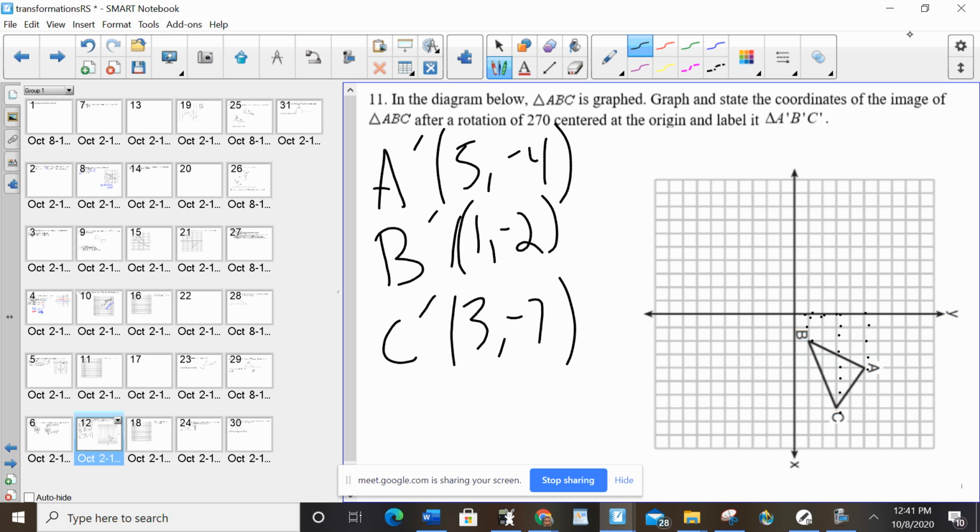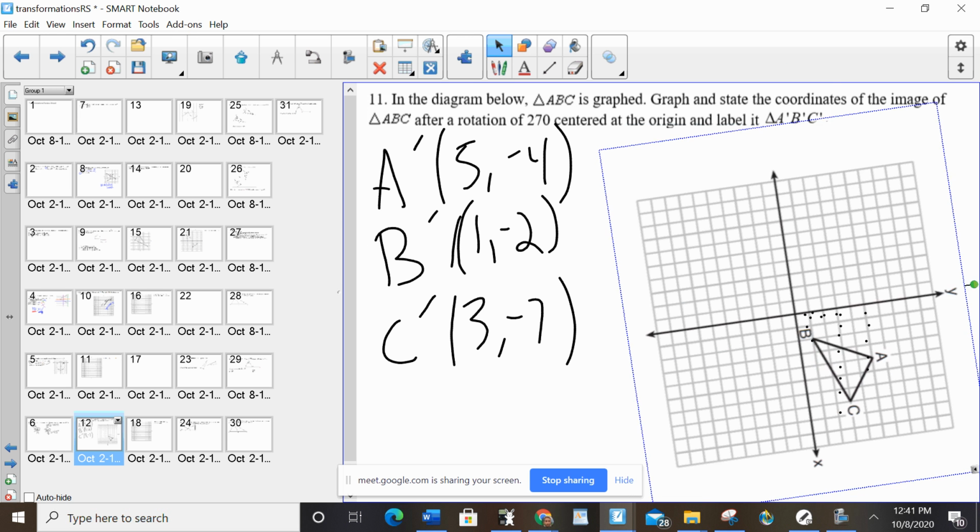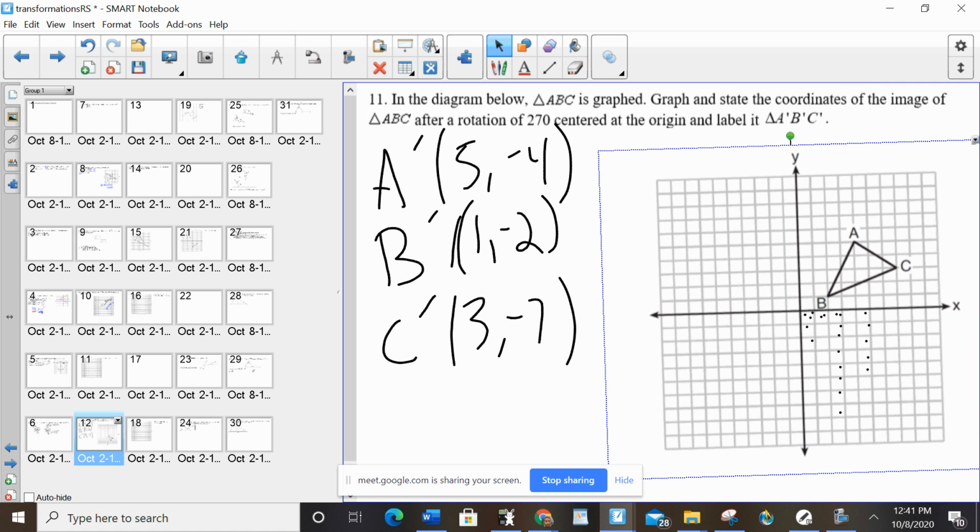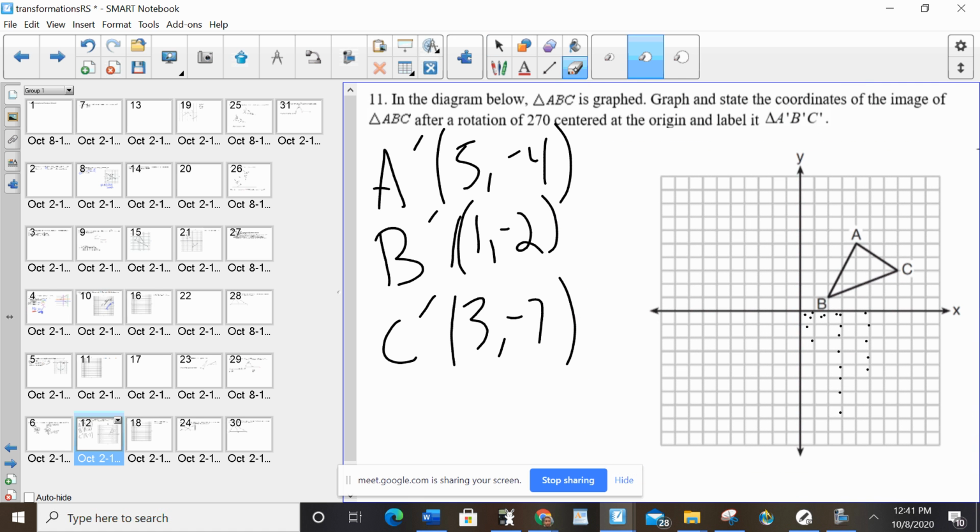Now I turn back. And I plot those points. So I'm going to go 5, -4. That's A prime. B prime is (1, -2). C prime is (3, -7).